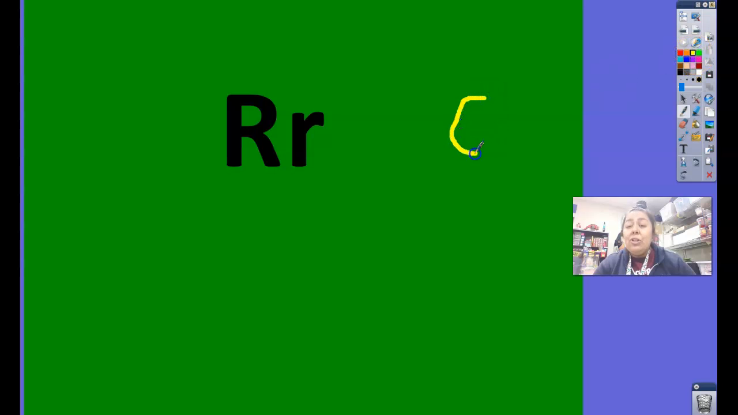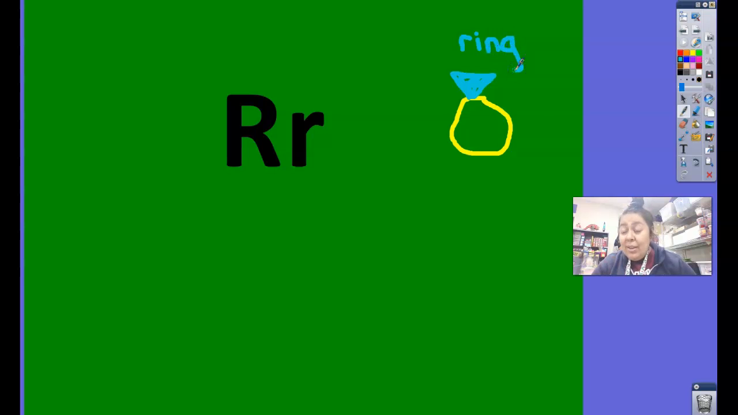I'm going to make a circle. And then I'm going to take a blue and put a diamond right here for our ring. So I'm going to color it in. And our first word for letter R is ring.